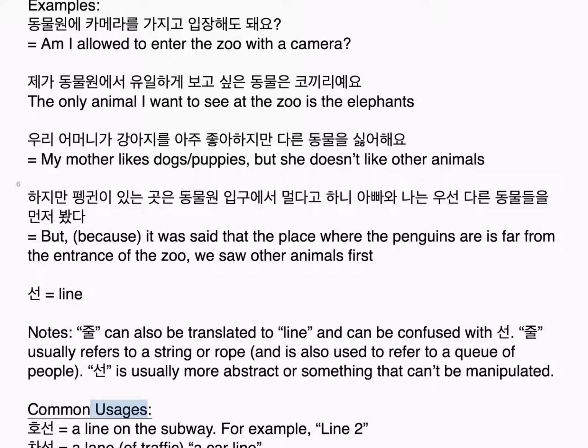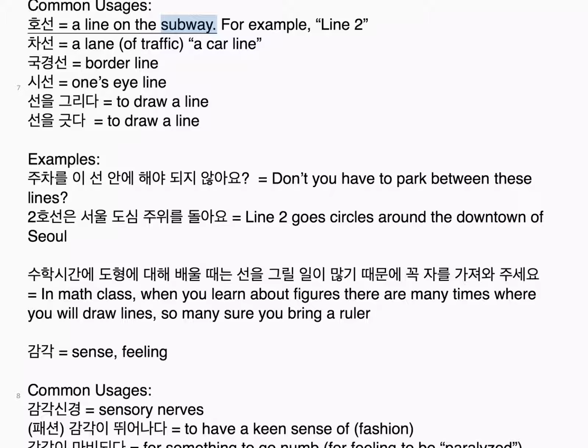Common usages. 호선, a line on the subway, for example, line 2. 차선, a lane of traffic, a car line. 국경선, borderline. 시선, one's eye line. 선을 그리다, to draw a line. 선을 긋다, to draw a line.